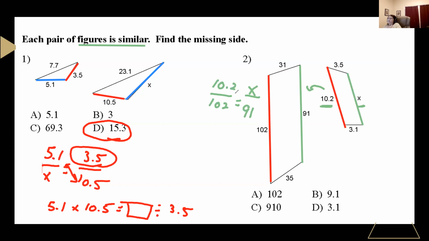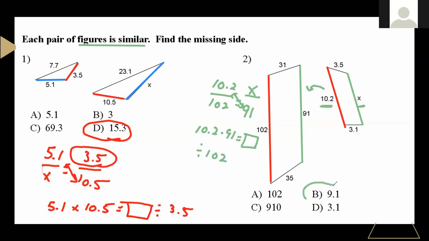So in this case, you multiply 10.2 times 9.1, you get your answer, and then you're going to divide it by 10.2. So it's 9.1. There we go.